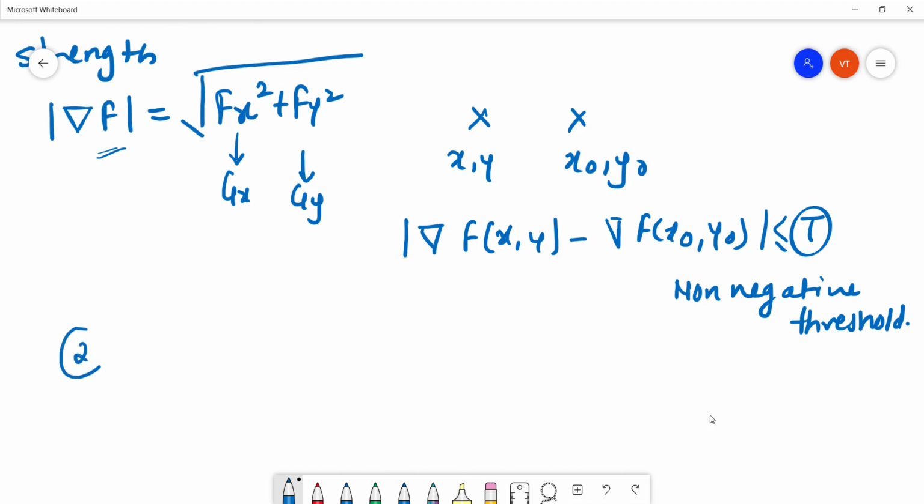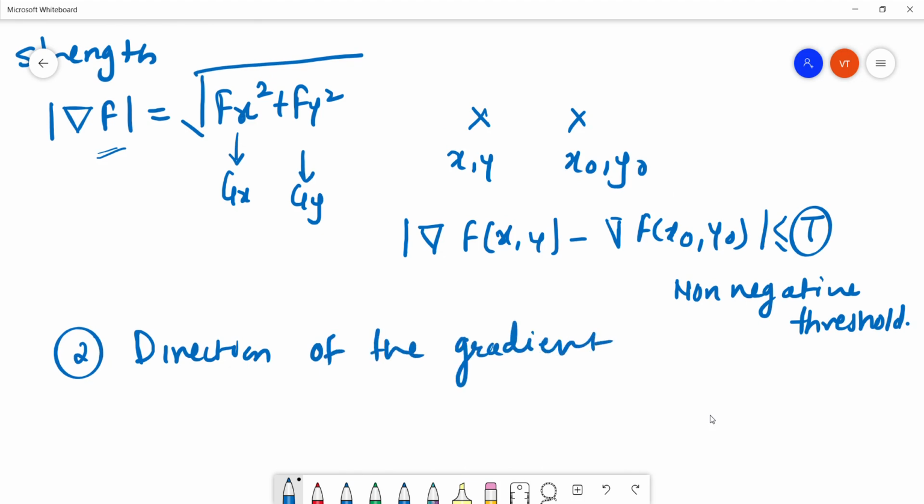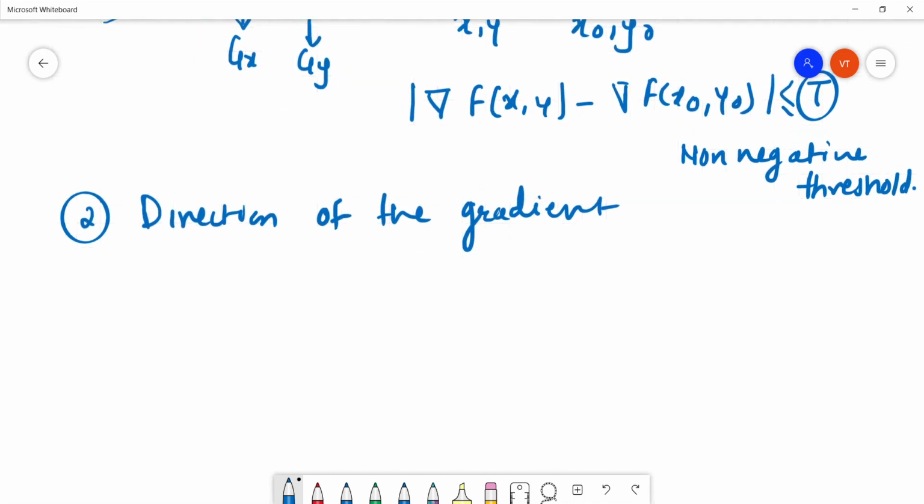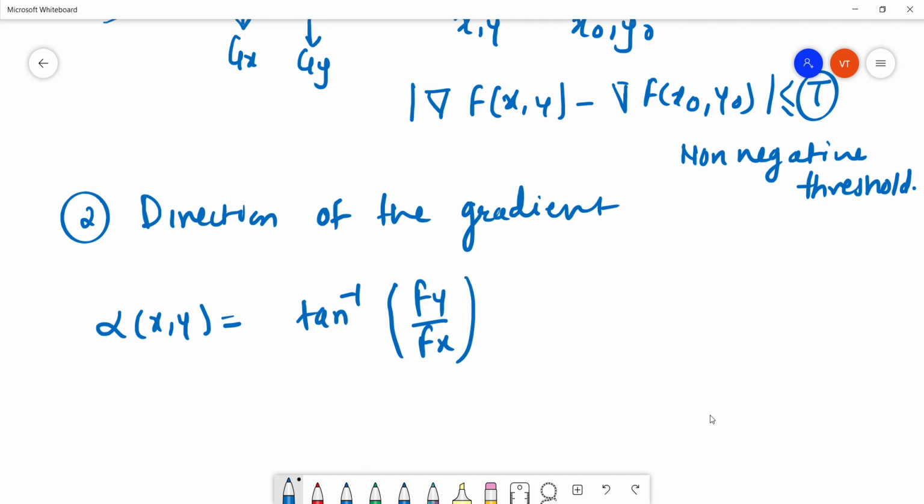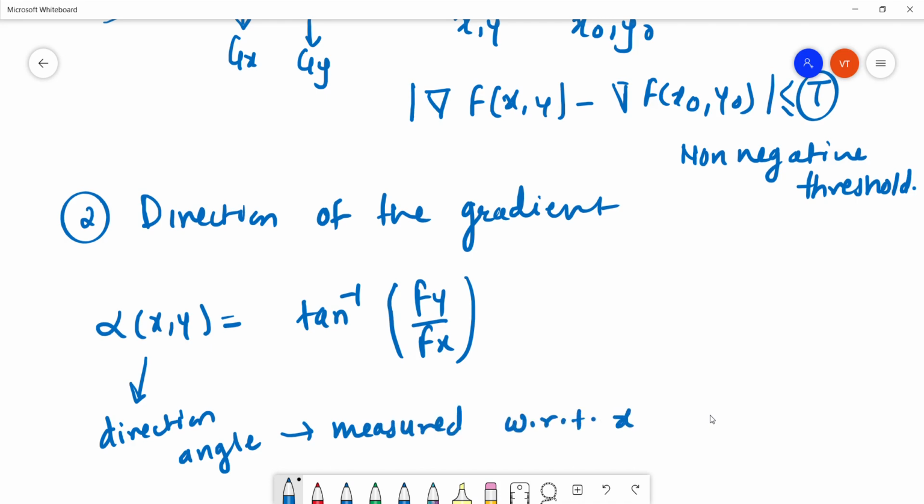What is the second condition? The second condition is the direction of the gradient. Both the pixels should have the same direction, then only you can say that they are linked. The direction of the gradient vector is given by alpha of x y equal to tan inverse of fy upon fx. What is alpha? Alpha is a direction angle, and this angle is always measured with respect to the x axis.